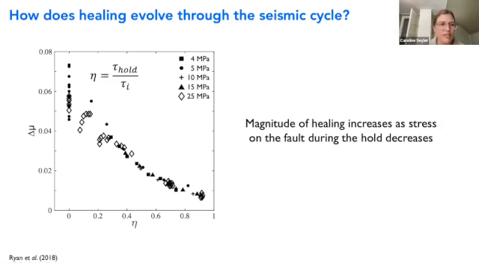So these are some results from a previous paper from Carrie Ryan that showed that the amount of total healing is decreasing with the stress on the sample during the hold. So this parameter here is an indication of the stress during the hold relative to the stress right before the hold, or the stress during that steady state sliding. And so if you keep the stress near that initial stress, you get much less healing than if you reduce it to nearly zero or have almost no stress on the fault during the hold.